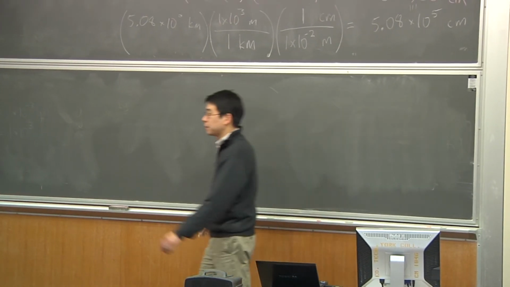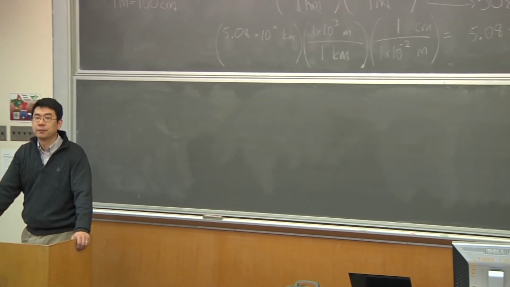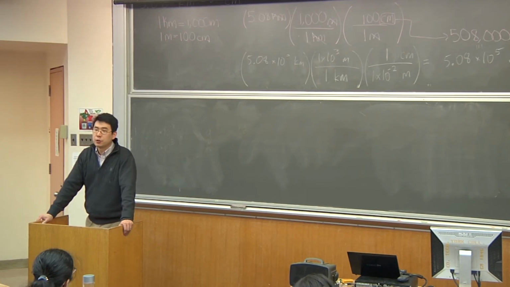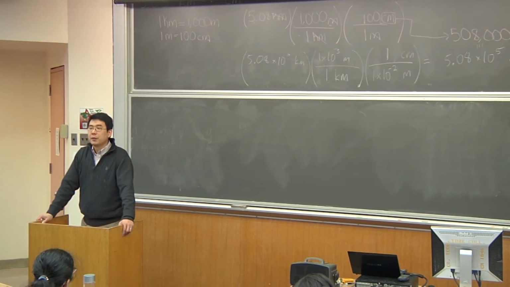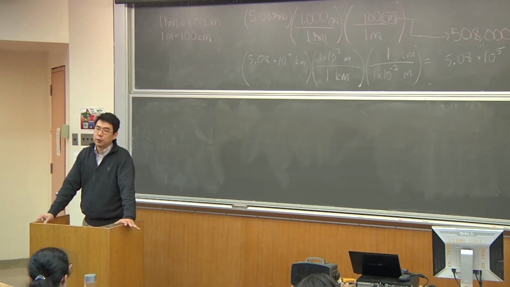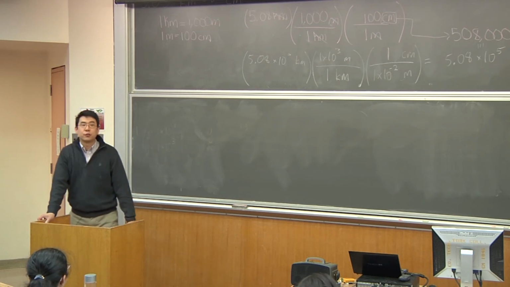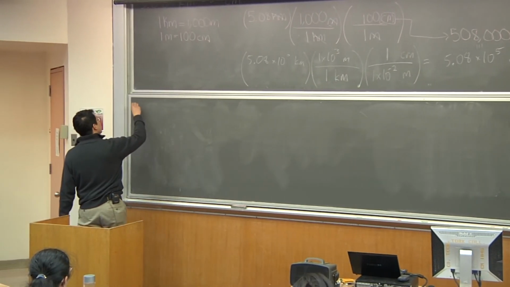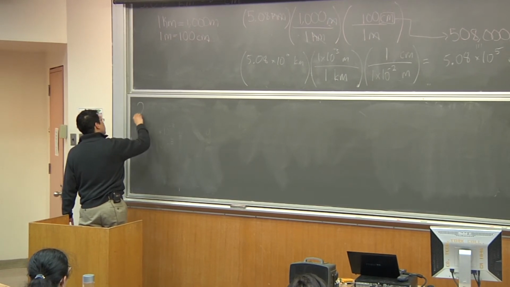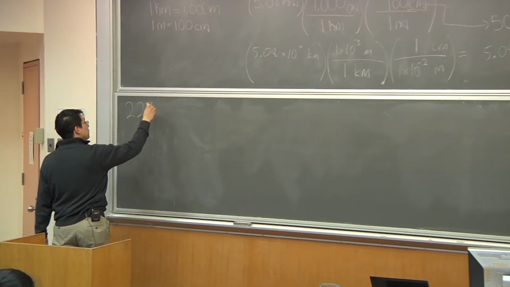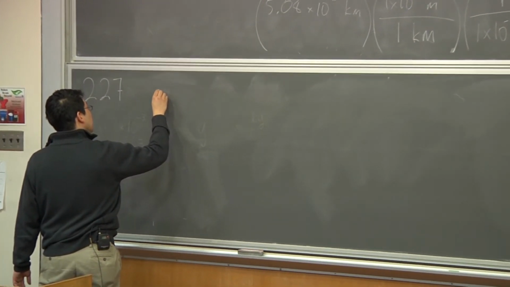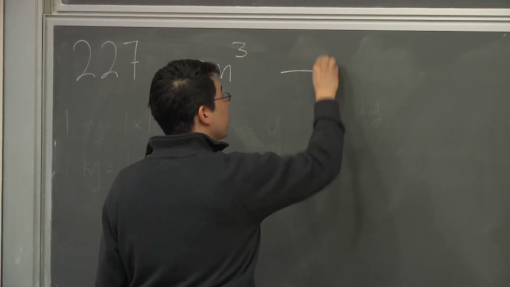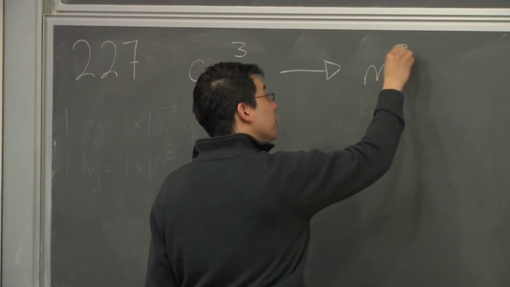Let's try this one. Remember volumes? Volumes can be measured in liters and milliliters and so on, but they can also be measured in cubic centimeters, centimeters cubed. And so let's do this over here: 227 centimeters cubed over 2 meters cubed.